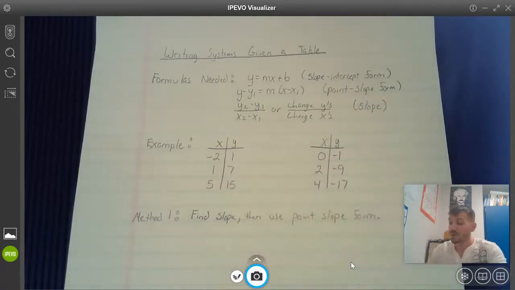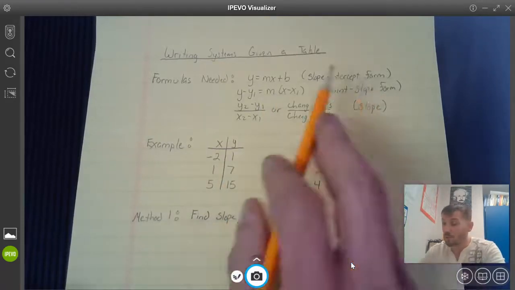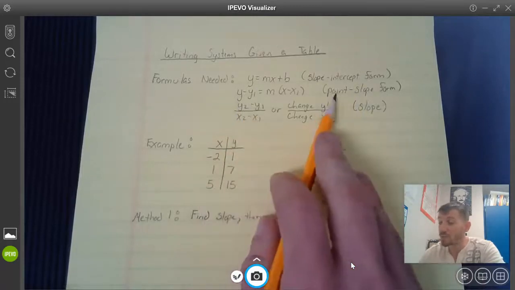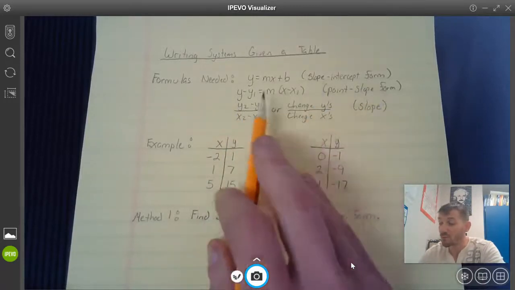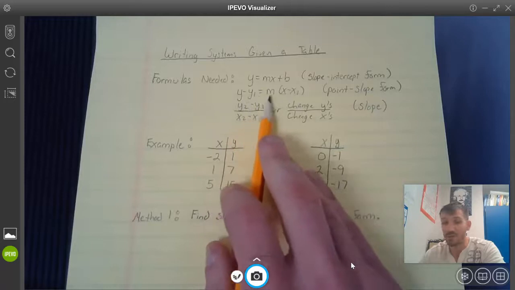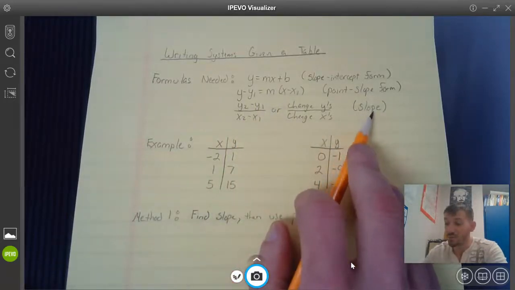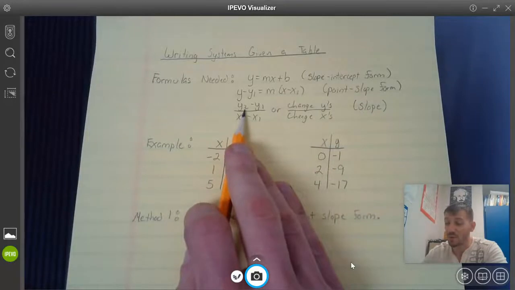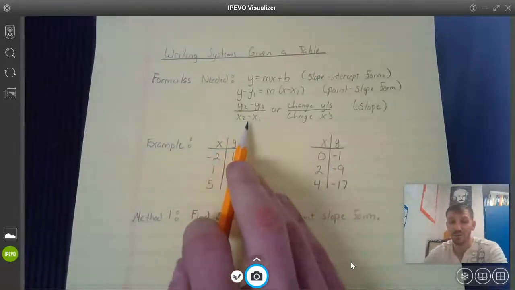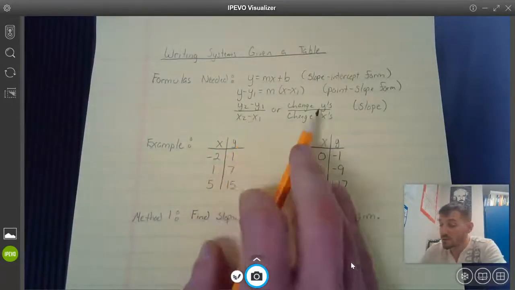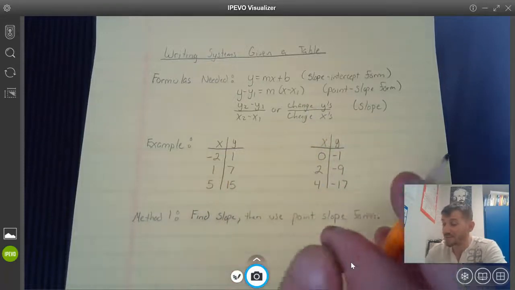So again, you'll need slope-intercept form. You are going to need something called point-slope form. So if you have a point and you have a slope, you would plug it into here. And lastly, the most important one is the formula for slope, which is y2 minus y1 over x2 minus x1. It can also be called the change of y's over the change of the x's.